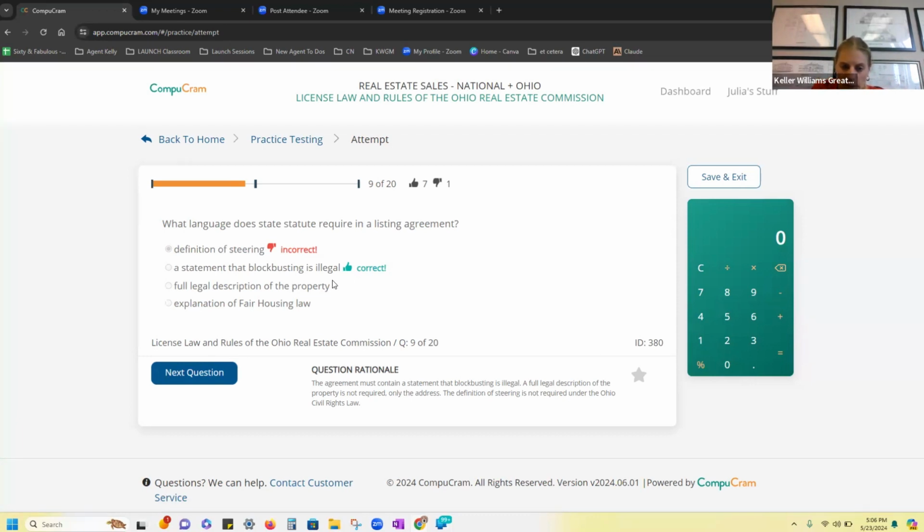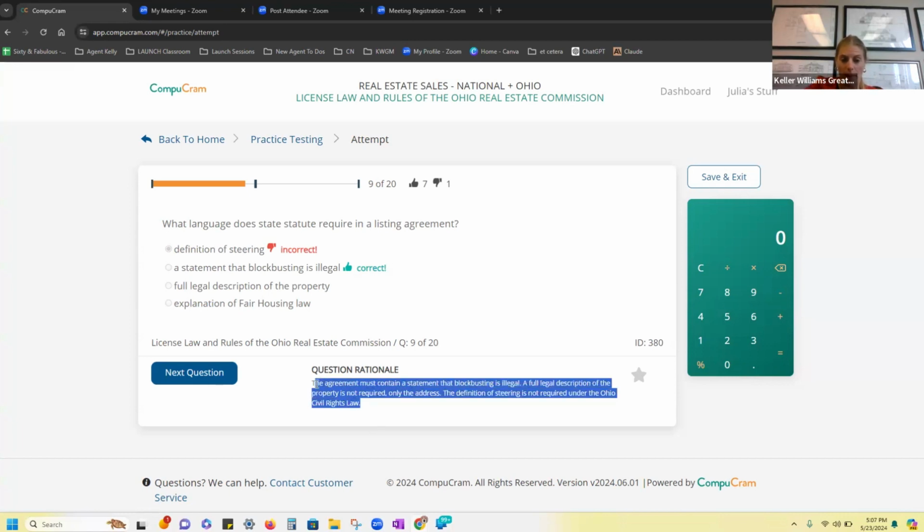So definitely, the agreement must contain a statement that blockbusting is illegal. Good to know that the listing agreement must contain a statement that blockbusting is illegal. A full legal description of the property is not required, only the address. And the definition of steering is not required under the Ohio Civil Rights Law.